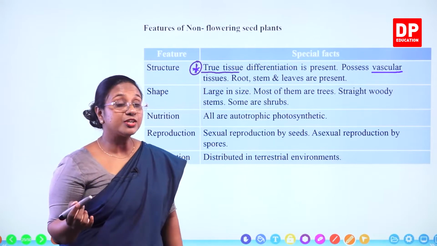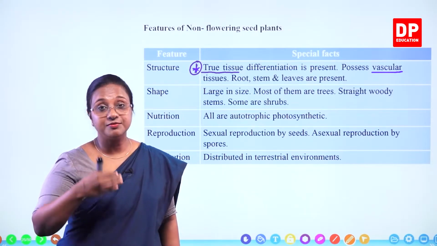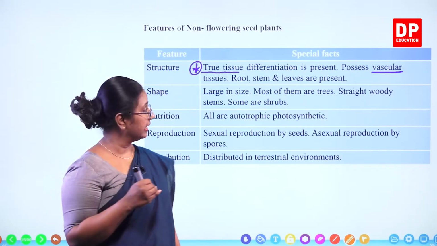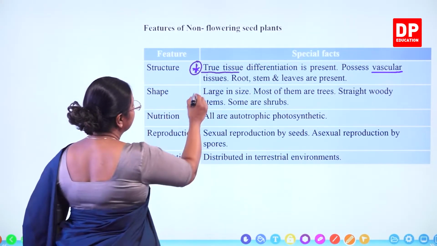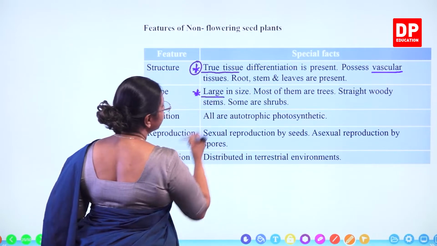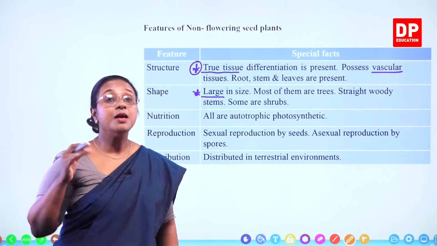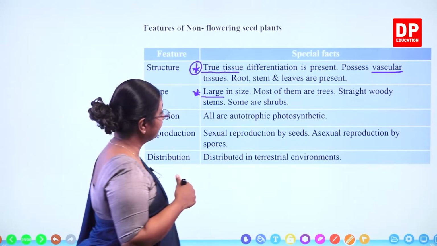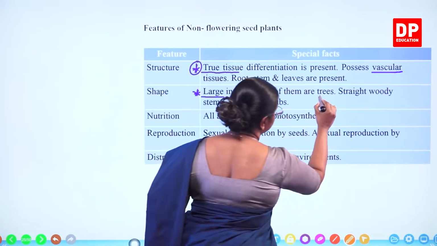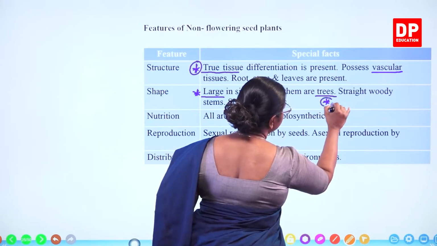So you know the function of vascular tissues. They are present for transportation of materials. Then if we take the shape, these are normally large in size. They are large plants. So even the cycas plant, pinus plant, you would have seen them. They are somewhat large and they are woody plants, and most of them are trees. You know the meaning of trees.